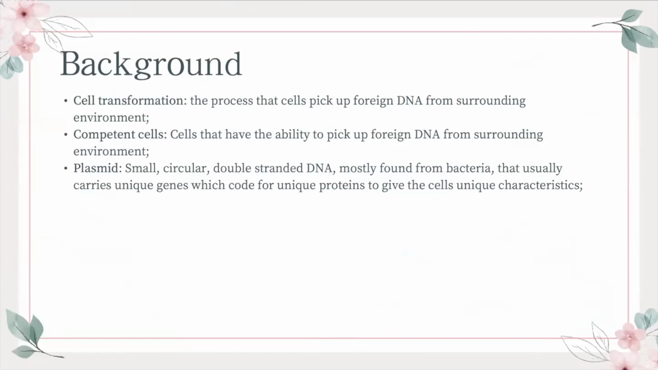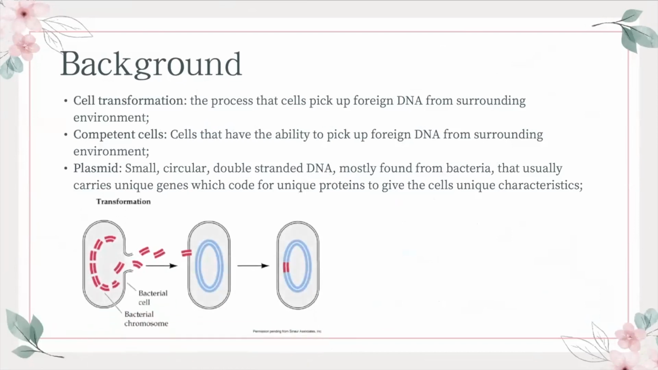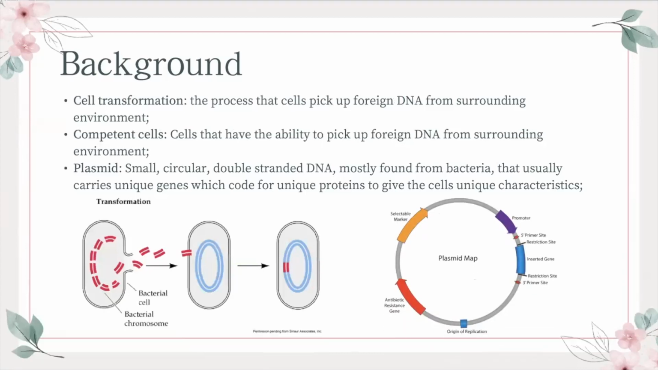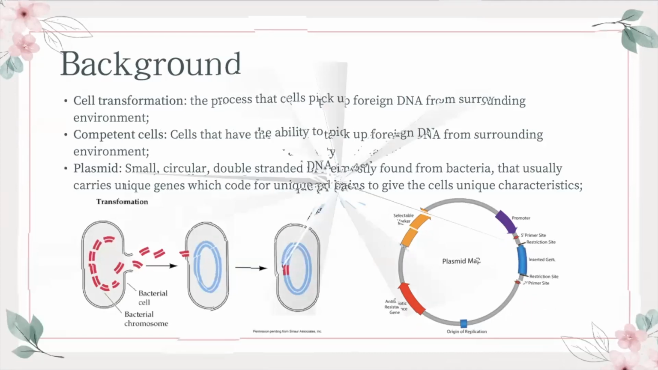Cell transformation is the crux of our experiment, where cells pick up foreign DNA from their surrounding environment. To achieve this, we work with competent cells that possess the remarkable ability to pick up foreign DNA. Now, let's introduce the key player, the plasmid, a small circular DNA found in bacteria, carrying unique genes that code for distinct proteins, giving cells unique characteristics.